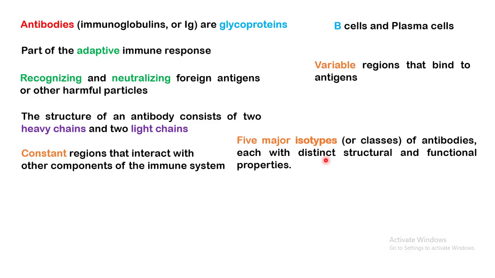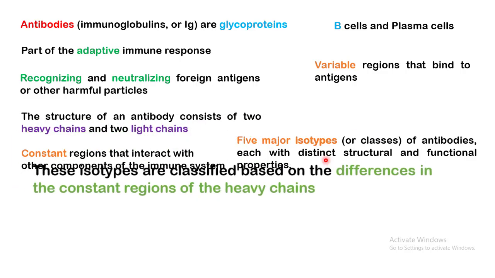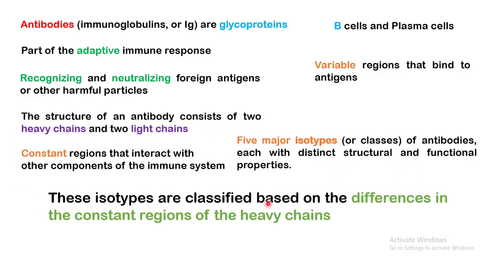Now, what is the basis of classification of antibodies into these five classes? The basis is the differences in the constant region of the heavy chains. So, these isotypes are actually classified based on the differences in the constant region of the heavy chains.